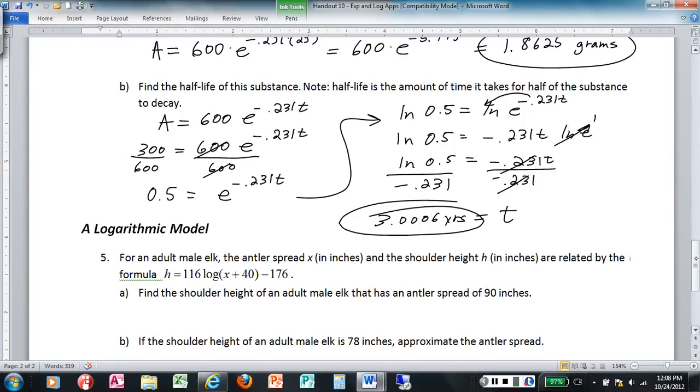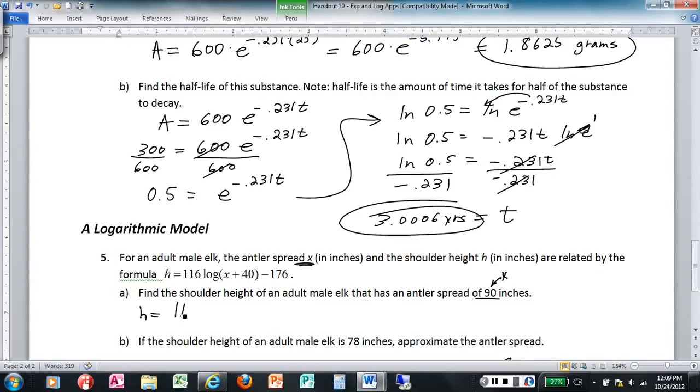Part A wants us to find the shoulder height of an adult male elk that has an antler spread of 90 inches. So the first step here is just to figure out where we would plug in the 90 inches. The 90 inches is the antler spread. What represents the antler spread in our formula? Well, the antler spread is x. So x is 90. I plug in x to be 90.